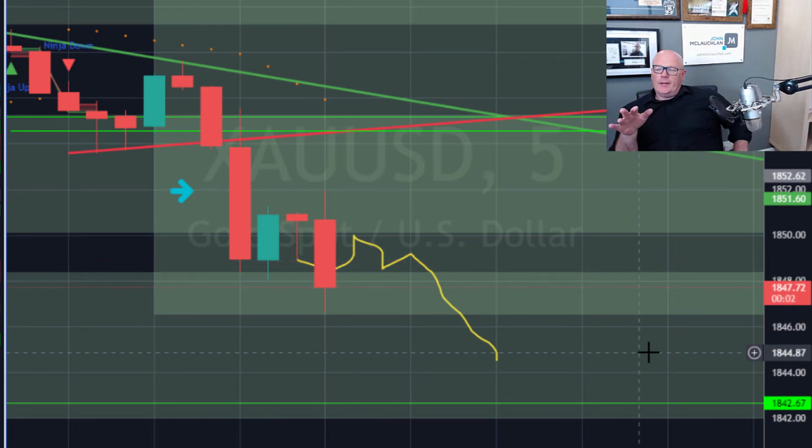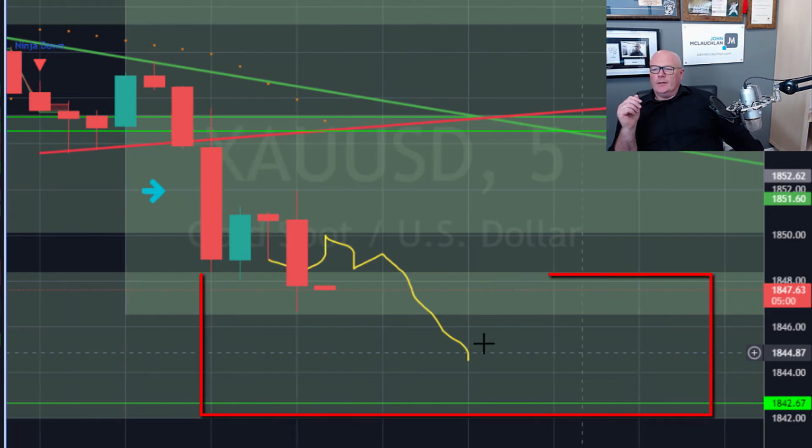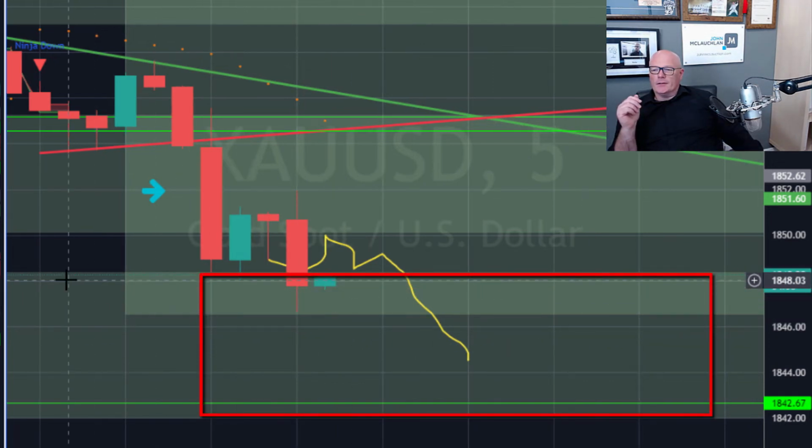And again, the area that you're looking at right now, this area here, is the imbalance from Friday, and it's looking to take out the imbalance. Well, it is taking out the imbalance. It's got to take this out, okay? But when it takes it out, we're not really sure.